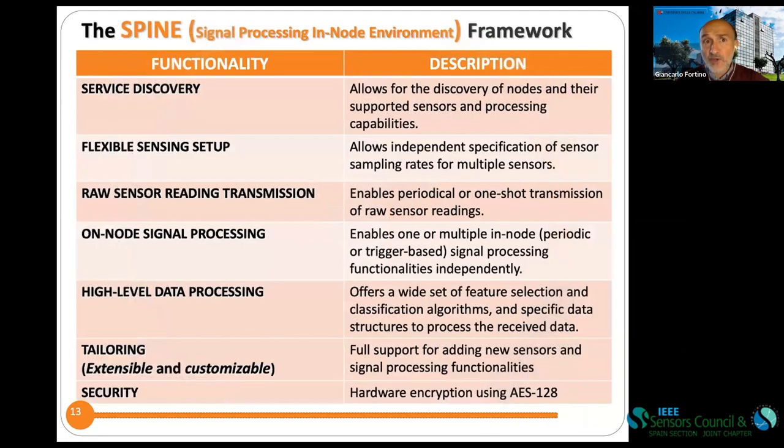It's important to say that the domain-specific framework provides all the functionalities you need in order to discover services provided by body sensor networks, and to flexibly set up all the functions that the body sensor network is able to provide. It is able to support raw data transmission and in-node signal processing. This is very important, to be able to inject tiny algorithms inside the sensors, but also at the coordinator side, to be able to process even high-level data, also with the support of very powerful tools like Weka, KNIME, or other machine learning and data mining tools.